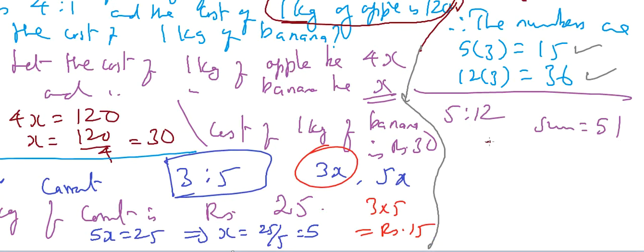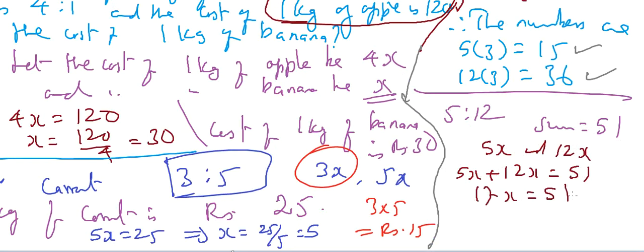Same way, let the two numbers be 5x and 12x. So the sum is 51. Therefore 5x plus 12x equal to 51, which means 17x equal to 51, which means x is equal to 51 by 17, which is equal to 3. Okay, therefore the two numbers are 5 into 3 and 12 into 3, say 15 and 36.